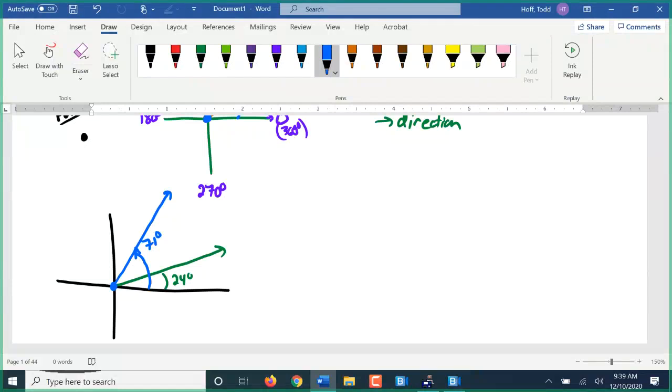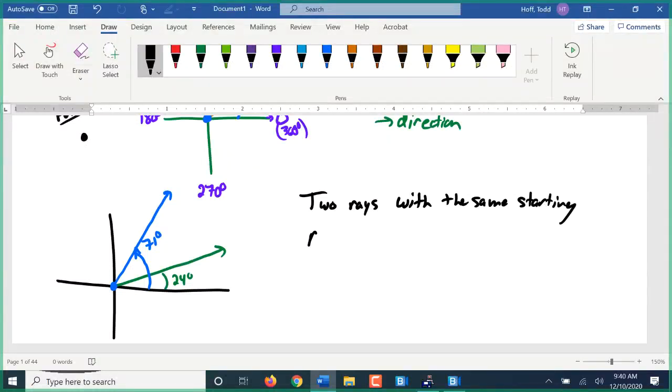Those two rays with the same starting point form an angle. The size of the angle is equal to the difference in direction.